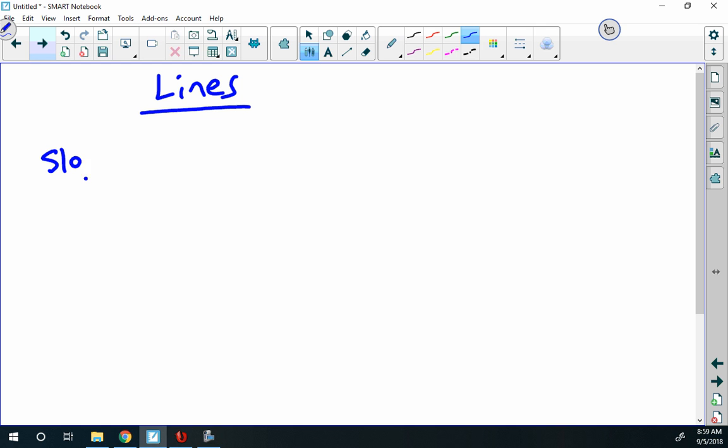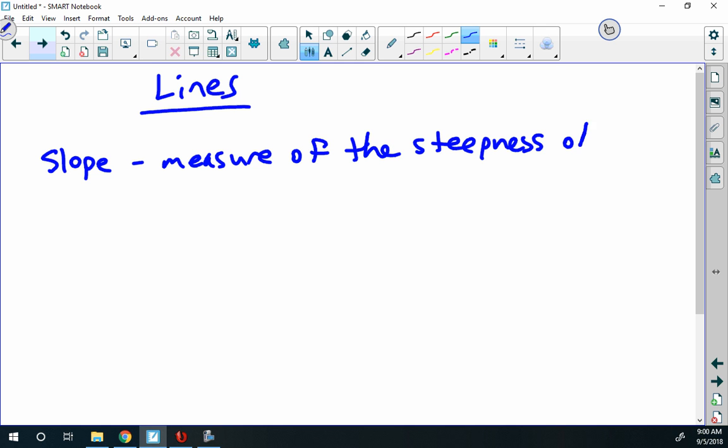First thing we want to talk about is slope. Slope is the measure of the steepness of a line. That's the definition of a slope. One of many, many definitions. Slope is the measure of the steepness of a line.